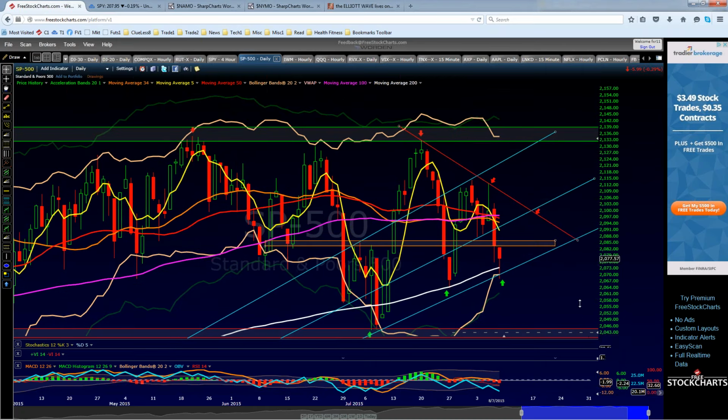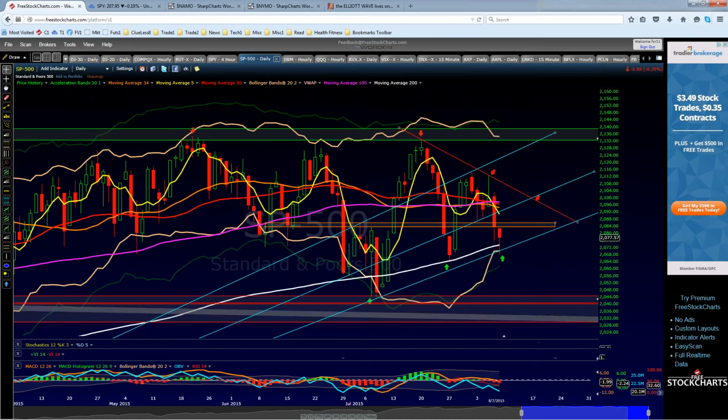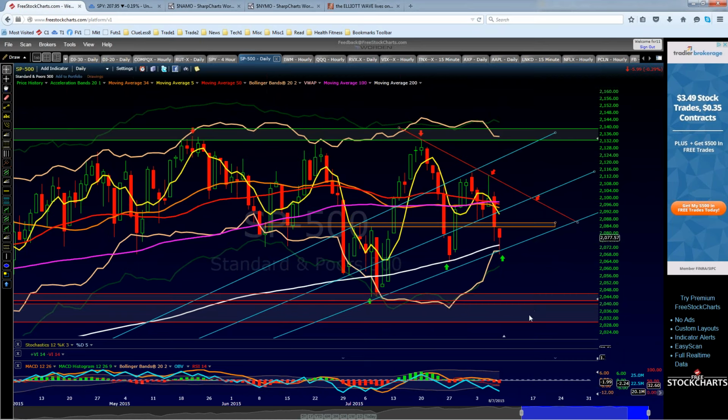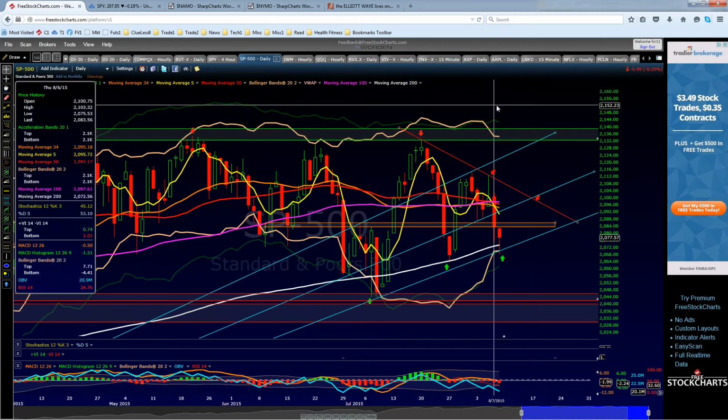Let me not move around too much. Okay. So, let me take this out. Let me make this a little bit clean. Okay, look at the acceleration band, Bollinger band, acceleration band, Bollinger band. You notice something happening here? Squeeze. Squeeze is a squeeze. In the daily, there's no squeeze here.